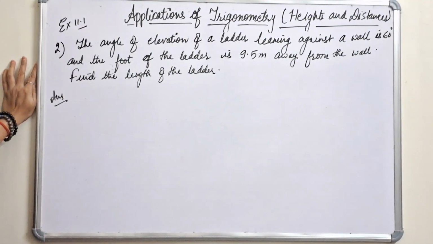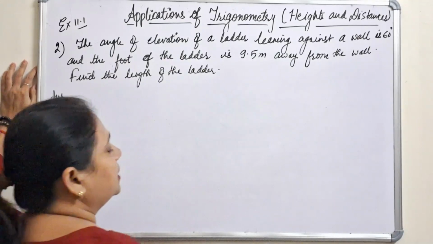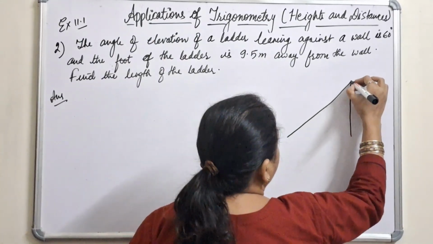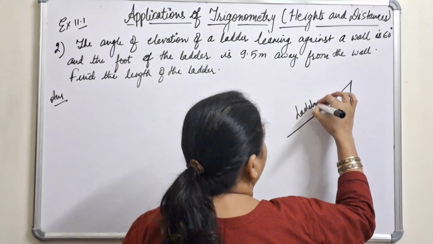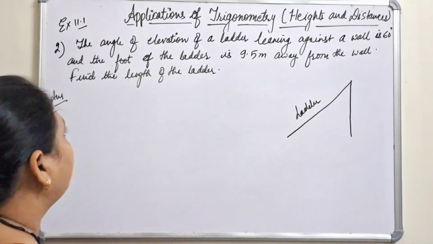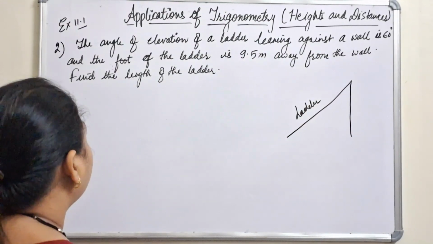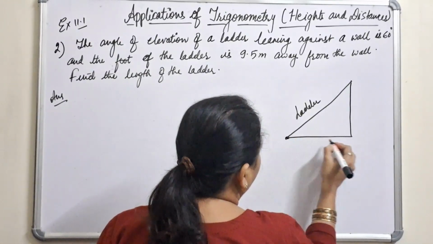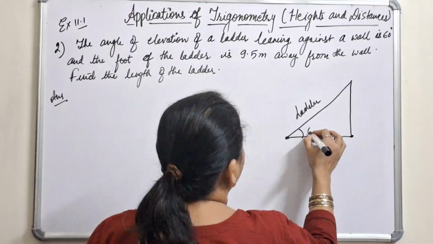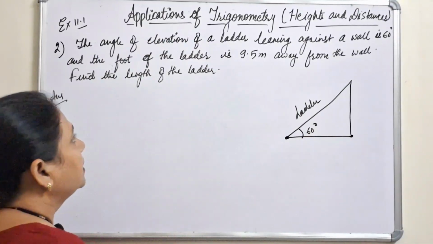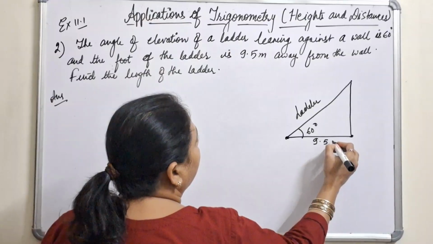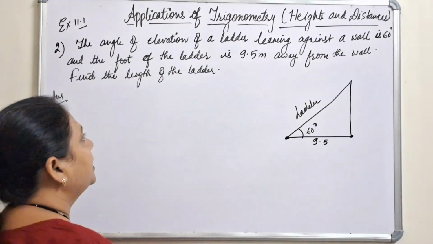Next question. The angle of elevation of a ladder leaning against a wall is 60 degrees and the foot of the ladder is 9.5 meter away from the wall. If this is the wall, the ladder will be leaning like this. This is the foot of the ladder and the angle of elevation is 60 degrees. Find the length of the ladder.